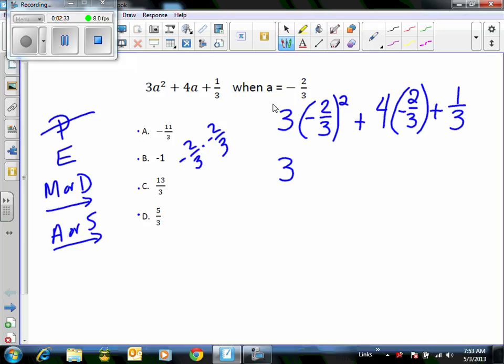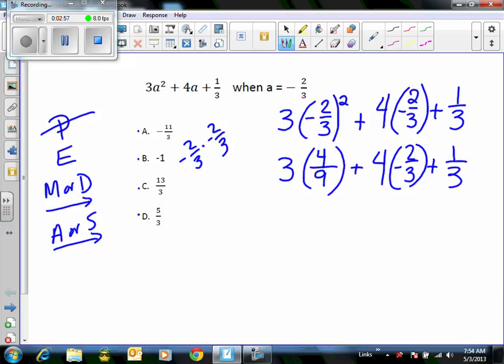So negative 2/3 times negative 2/3: 2 times 2, that's going to be 4. 3 times 3, that's going to be 9. And negative times a negative, that's why it's a positive 4/9. So plus 4 times negative 2/3 plus 1/3. Our exponents are now done. Now we can go ahead and multiply.